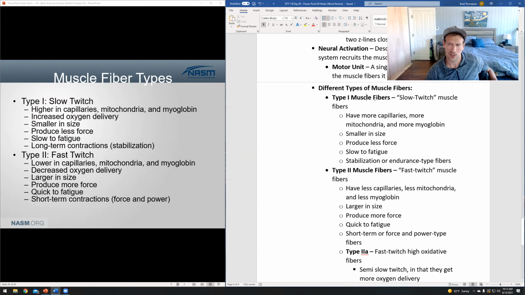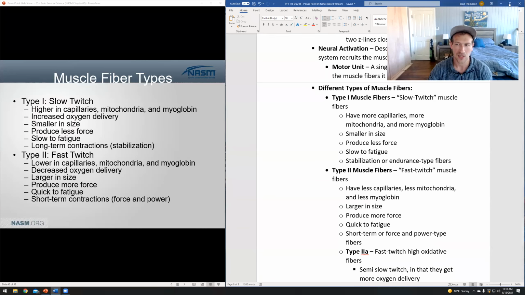So type 1 fibers, the slow twitch ones, they have a lot of blood flow. There's a lot of capillaries running throughout them. There's a lot of mitochondria producing a lot of energy in them. They have a lot of myoglobin, which is carrying oxygen, which makes them better at using that energy and using the mitochondria. So really good at producing lots of energy, right?